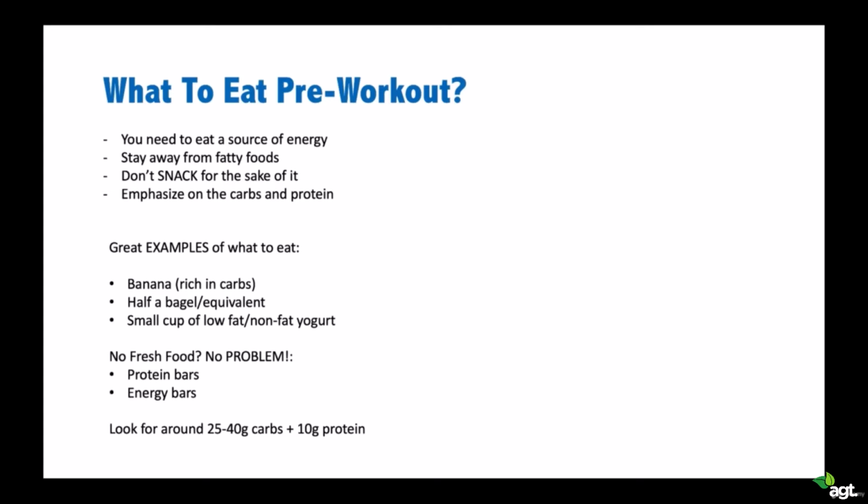You can aim to get supplement bars, and you can buy them in grocery stores, such as protein bars or energy bars, but you need to be looking at the content in those bars. You need to be aiming to get around 25 to 40 grams of carbs plus 10 grams of protein per bar, and try and stay away from the fat as well.